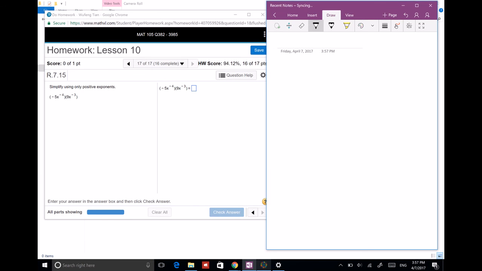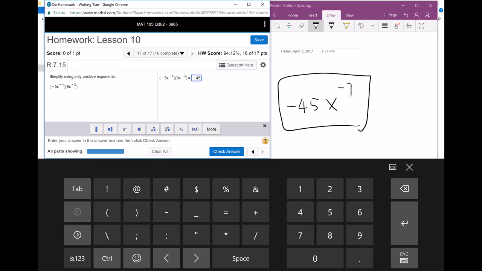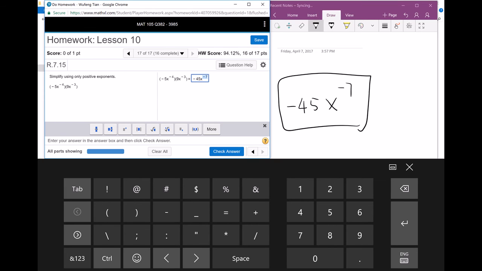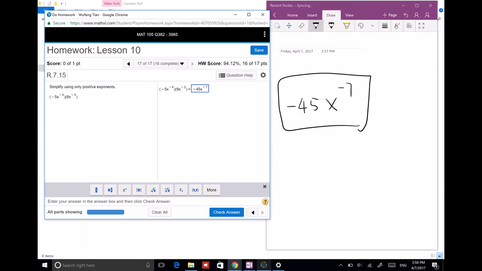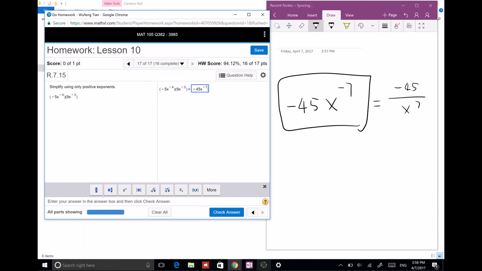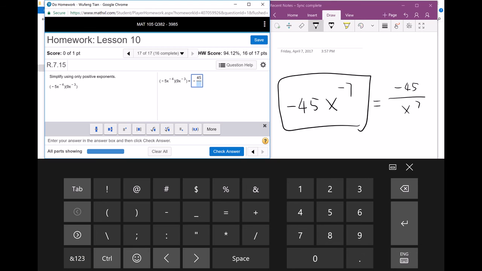Alright, so last one is multiplication. Negative 5 times 9 is negative 45. x negative 4 times x negative 3 is negative 7. So that's your final answer. Negative 45 times x is up to negative 7. Oh, it's a positive exponent. So if it's positive exponent, I need to change that x power negative 7 into negative 45 divided by x positive 7. So that's the only thing I need to change here. Divided by x to the positive 7.